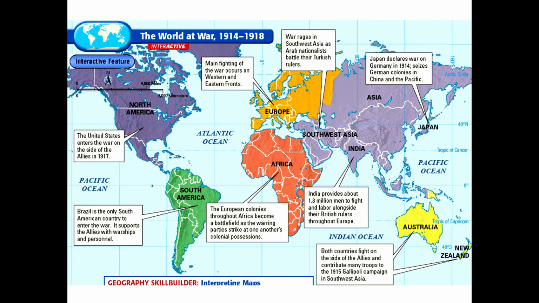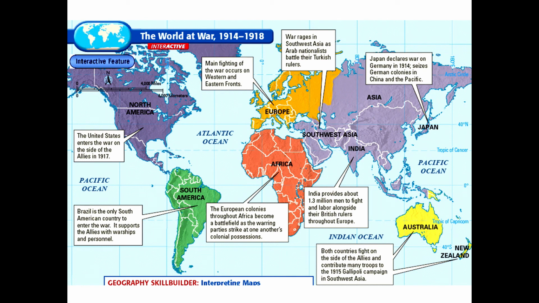Let's look at this map and see how World War I impacted the whole planet. The main fighting of the war occurs in the western and eastern fronts of Europe. But the war also raged in Southeast Asia as Arab nationalists battled their Turkish rulers, the Ottoman Empire, one of the Central Powers. Japan declared war on Germany in 1914 and seized German colonies in China and in the Pacific.